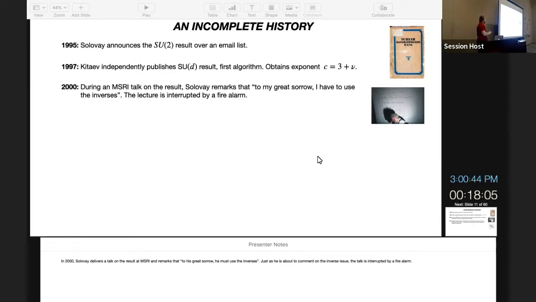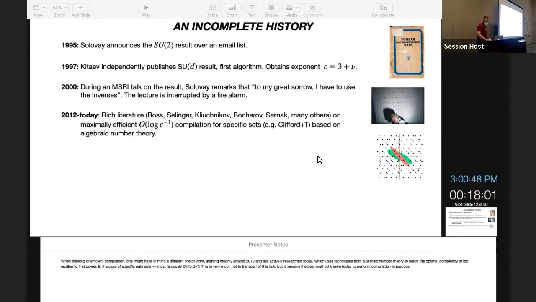and just as he's about to comment on the inverse issue, it seems, the lecture is interrupted by a fire alarm. Now, you might be familiar with a different line of research, starting roughly around 2012 and still going on today, that achieves maximally efficient compilation, namely logarithmic in the first power, for specific gate sets, taking advantage of the structure of the gate sets. This is not going to be the subject of this work, but it's worth mentioning as the most efficient known method for compilation in practice.